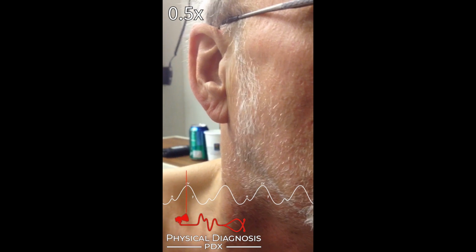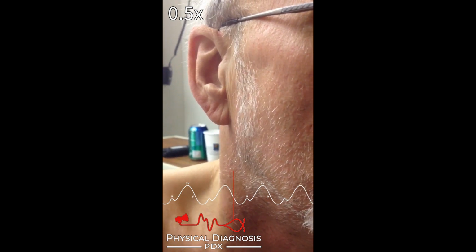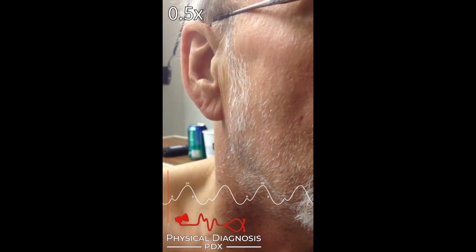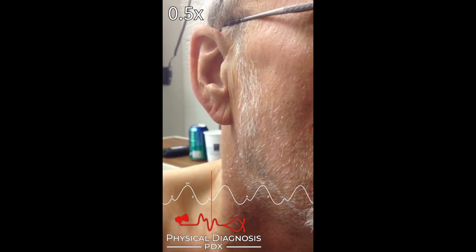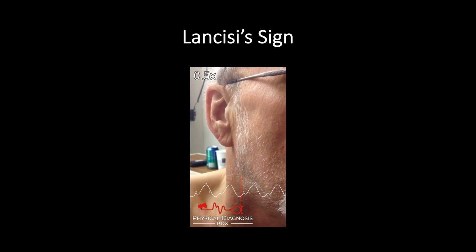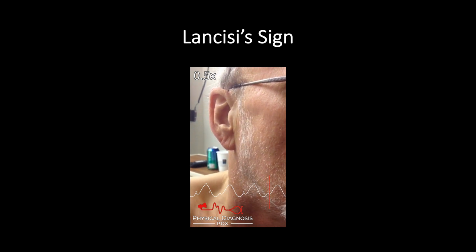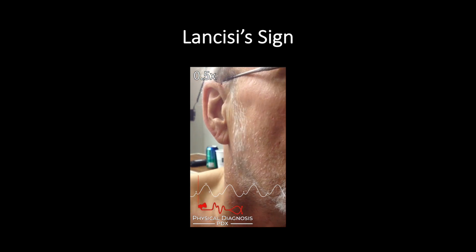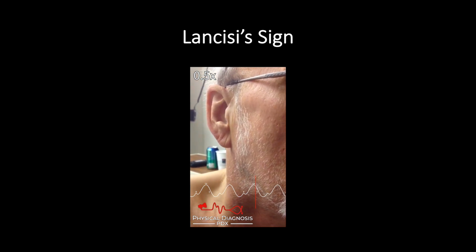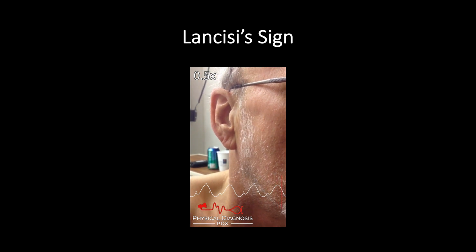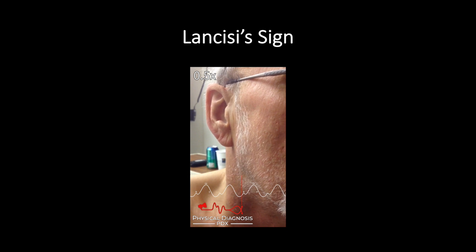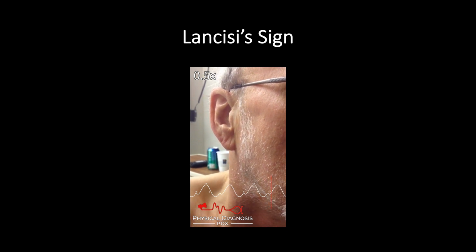Now study the annotated video. Demonstrated in the video is a single dominant peak and a single dominant trough. This is Lancisi's sign of tricuspid regurgitation. You might also expect to hear a holosystolic murmur at the left lower sternal border that augments with inspiration and that occurs at the same time as a CV fusion wave. This patient had severe tricuspid regurgitation related to dilated cardiomyopathy.